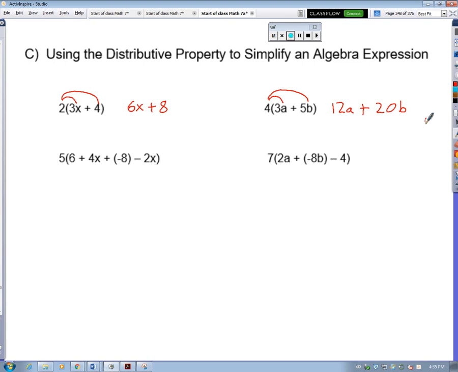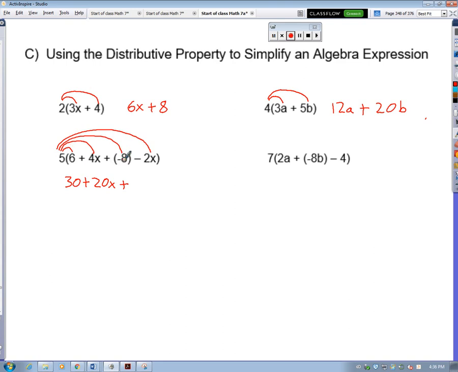Let's take a look at this one. Ooh, take a look at this. This bomb is going to hit a lot of stuff. This 5 bomb is going to explode, and it's going to hit the 6, the 4x, the negative 8, and oh my gosh, the 2x over here. Here it goes. The bomb is exploding. 5 goes off, and when it does, we have 30 plus, and then 5 times 4x is going to be 20x, and then we have plus.